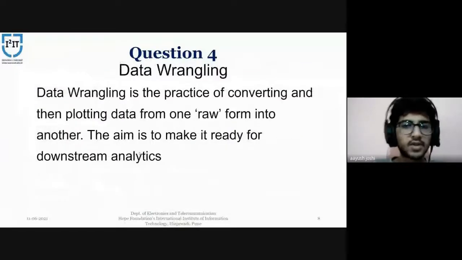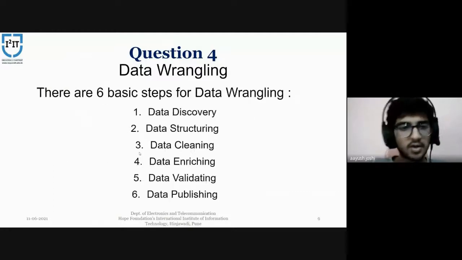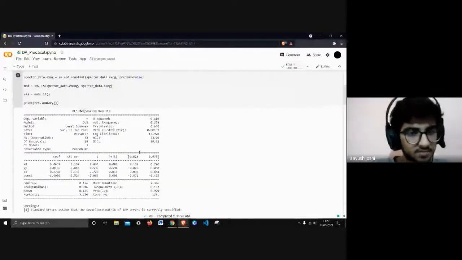So my topic is data wrangling. Data wrangling is the practice of converting and mapping data from one raw form into another form. The aim is to make it ready for downstream analytics. There are 6 basic steps for data wrangling: data discovery, data structuring, data cleaning, data enriching, data validating, and data publishing. So let's see code for a few of these steps.